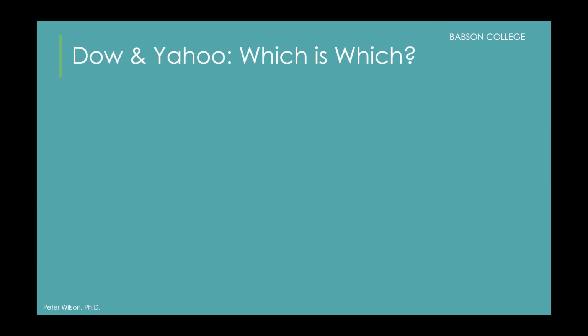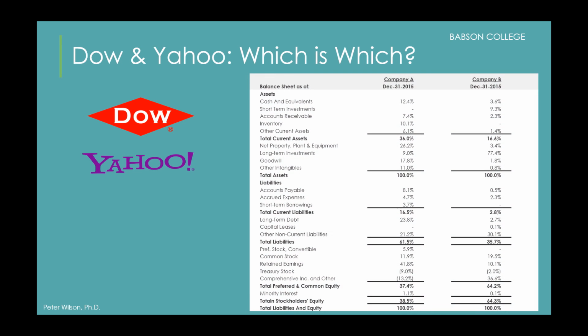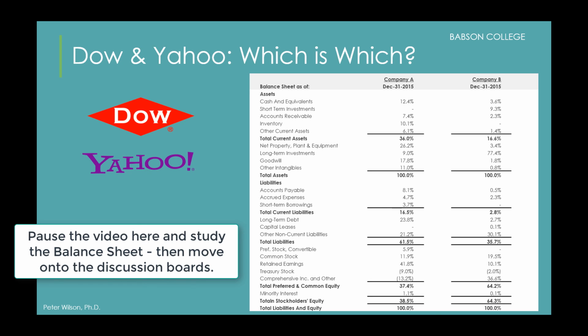First, here are the balance sheets of Yahoo and Dow Chemical presented in percentage form. Two companies in different industries with different business models and strategy. Can you identify which column of data pertains to Dow Chemical and which one pertains to Yahoo? Post your best guess and the reasons for your decision to the discussion board. Does everyone agree with you?